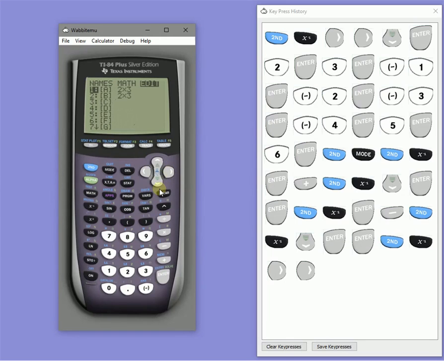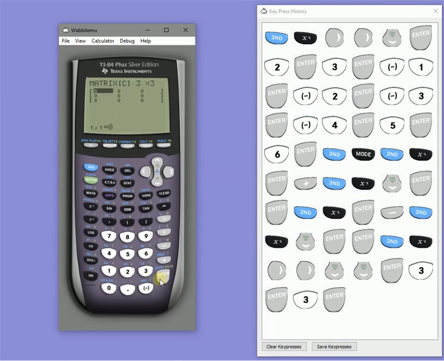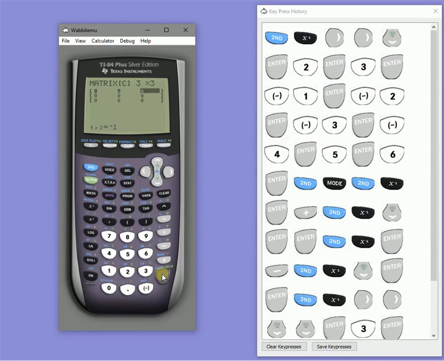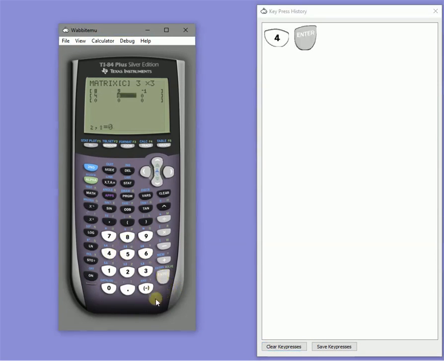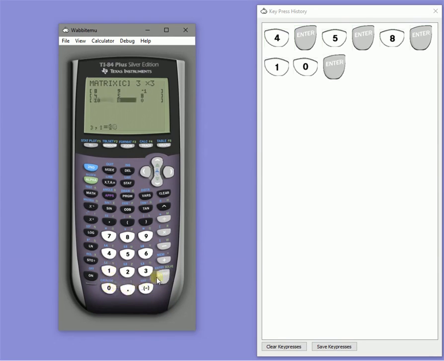Let's go over to edit here. I'm going to scroll down to C. Let's make C a 3 by 3. Boom, boom. Okay. So I have a 3 by 3. I'm going to put some random numbers in there. I'm going to put an 8. Let's go 9. -1. 4. 5. 8. 10. 0. And 1. So I just put a couple of numbers into my matrix C.